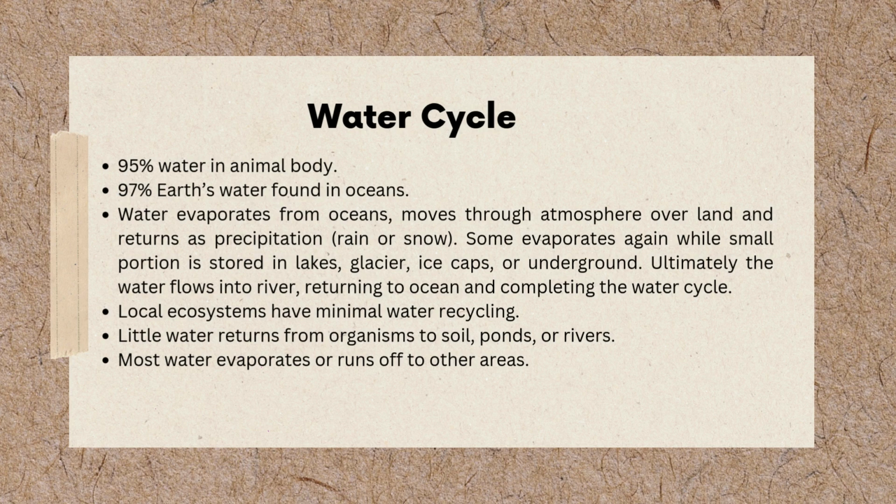Within this global cycle, local ecosystems do not experience significant water recycling. The amount of water cycled back from organisms to the soil, ponds, or rivers is minimal. Instead, water flows through ecosystems, as most evaporates back into the atmosphere or runs off to other areas.